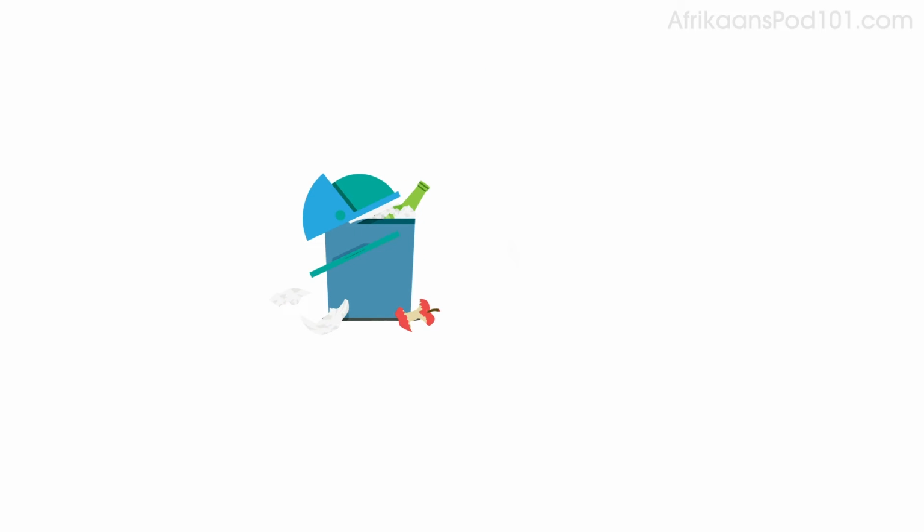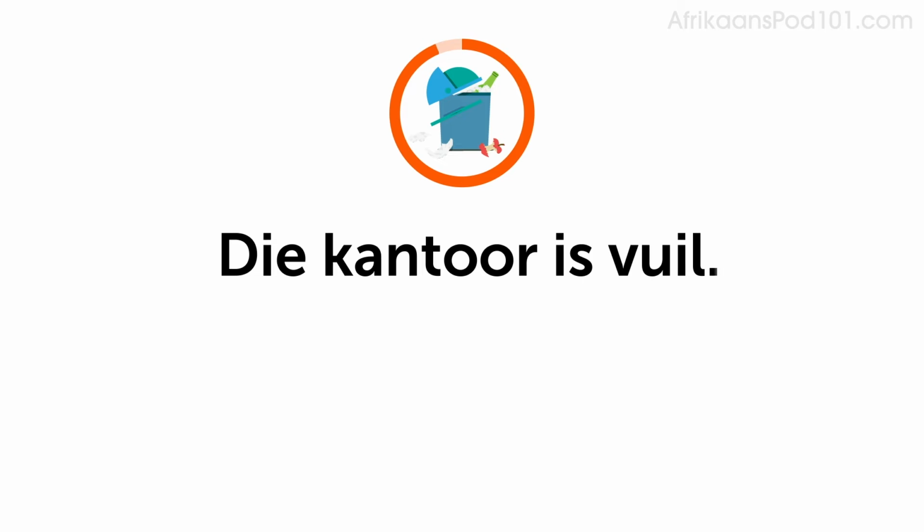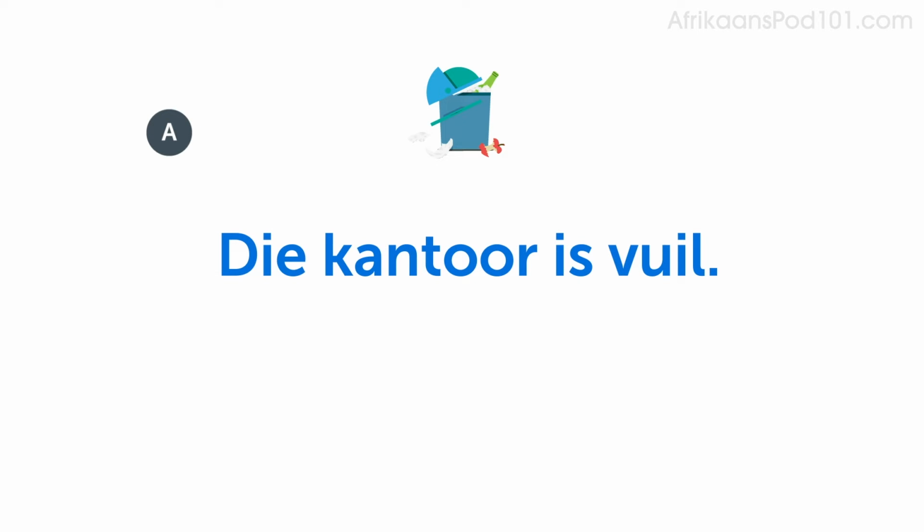Now imagine the office is dirty. Do you remember how to say dirty? Vuil. Say, the office is dirty. Die kantoor is vuil. Now answer the question, saying the office is dirty. Wat is fout? Die kantoor is vuil.